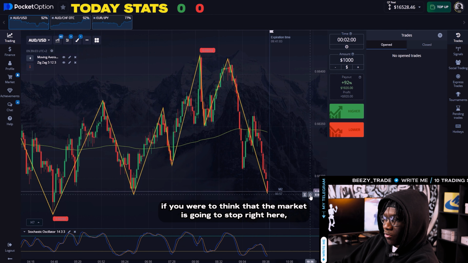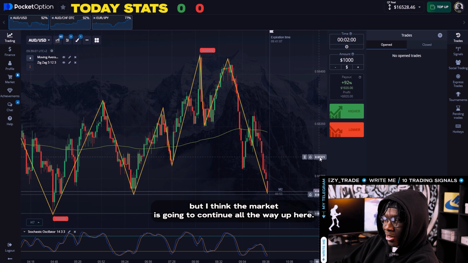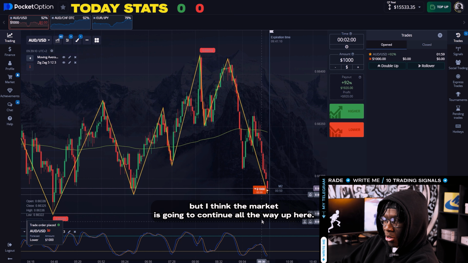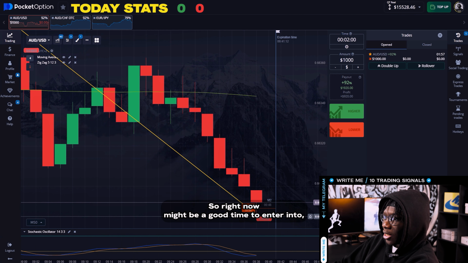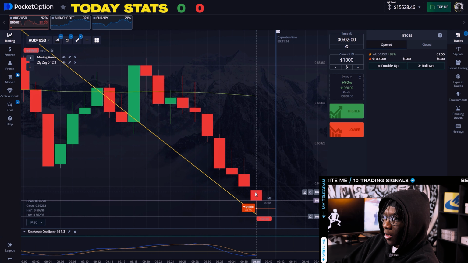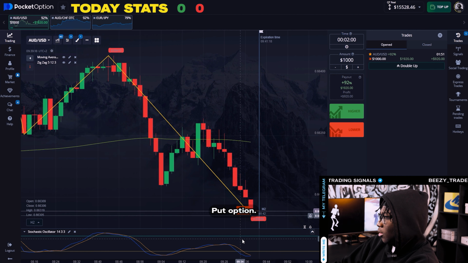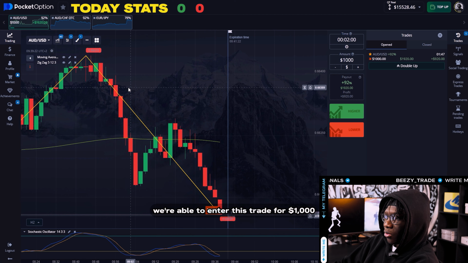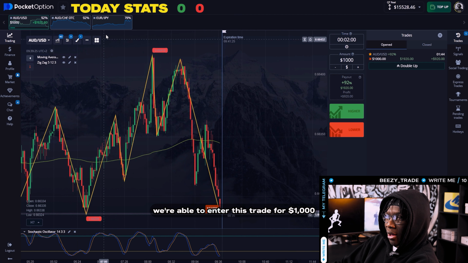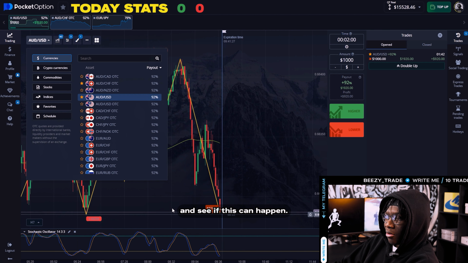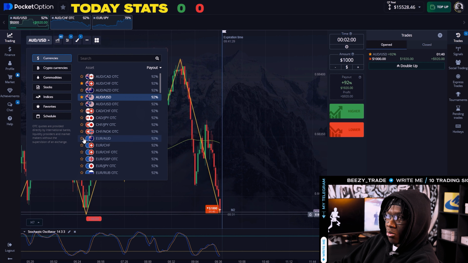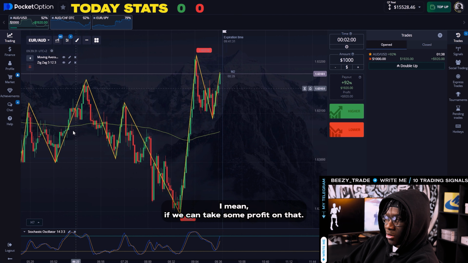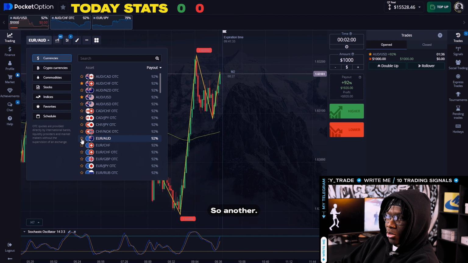Now, it would be a situation where you might think that the market is going to stop right here, but I think the market is going to continue all the way up here. So right now might be a good time to enter into a put option. Now that we see that the region is above 20, we're able to enter this trade for $1,000 and see if we can take some profits on that.